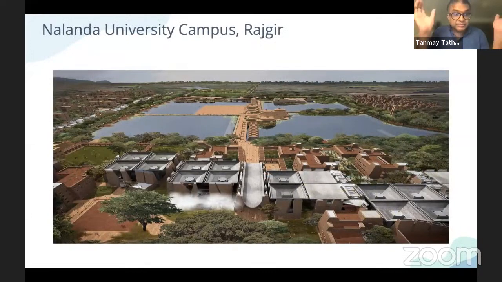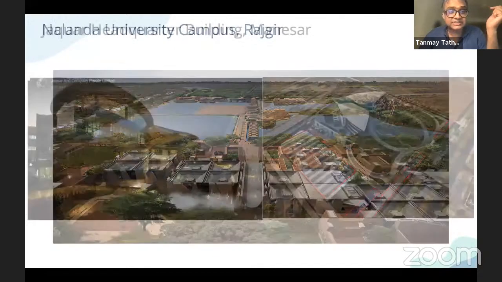Now, there are some good examples. So again, there'll be several case studies that you can find on the NZEP website, and there'll be several that are presented. Reach out to these people if you need more information. Nalanda University campus in Rajgir is a large campus with all kinds of buildings, centrally cooled, individually cooled, residential, offices, classrooms, all net zero. And amazing micro climate modifications and all kinds of water and other strategies.